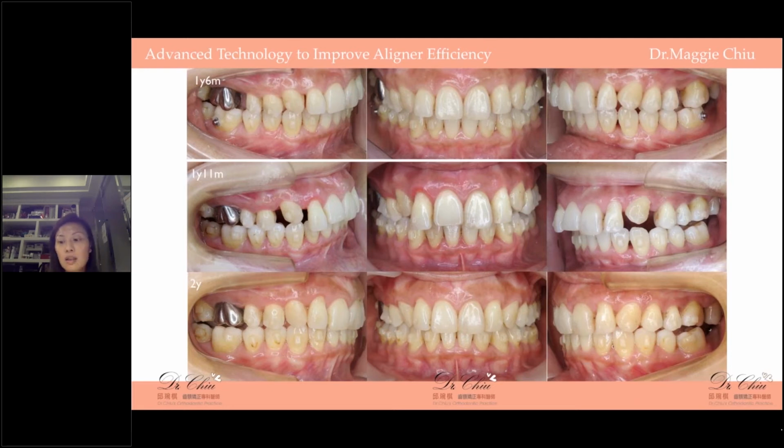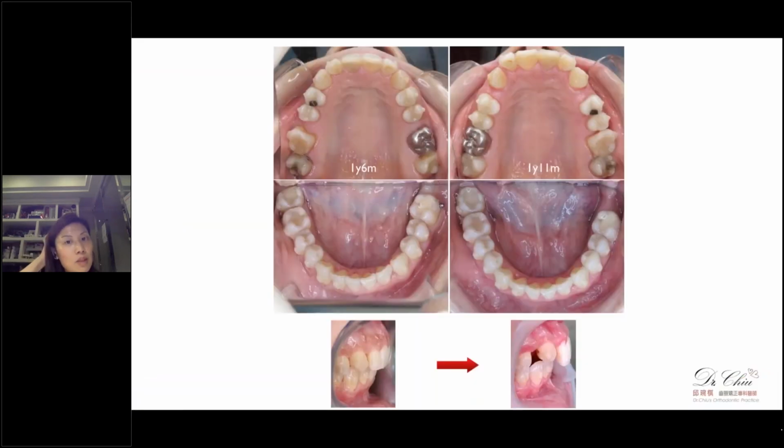The lower 3-6 is a little bit mesially inclined. Can you see the spaces that open up together with the device? I think this is what we are looking for, and it makes our days happy. If you're going to have 99 aligners and you still get stuck, that's like torture for us, and it puts a lot of pressure on our daily ClinCheck workflow. So this is her.